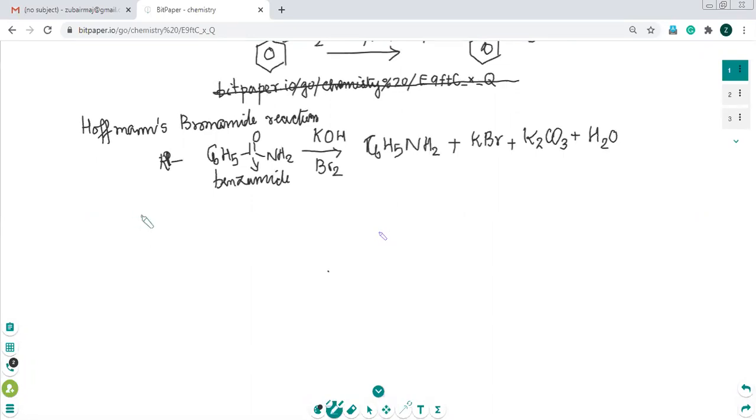Yes, you can make amines from the same compound. You do a reduction with lithium aluminum hydride, LiAlH4, giving you, see here, C6H5CH2NH2.